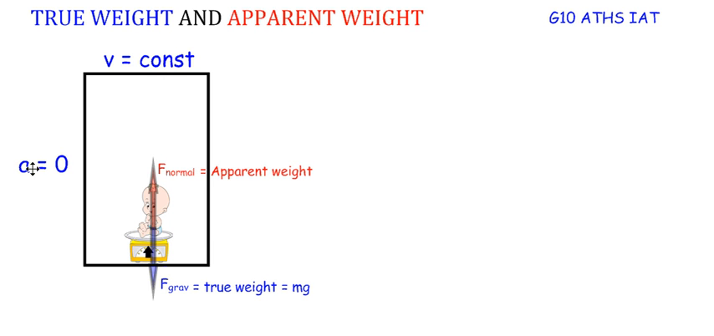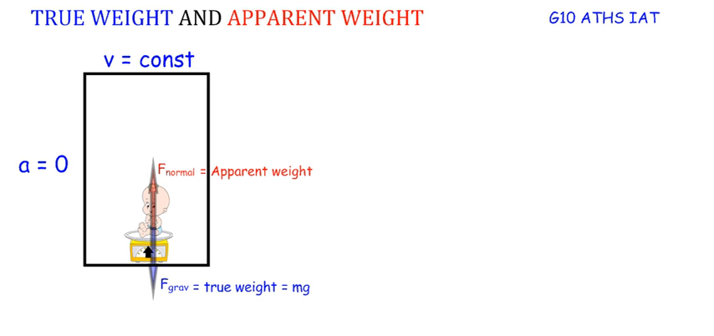It'll have zero acceleration. When the elevator has zero acceleration, it means that the two forces acting on the baby must also be balanced. Therefore, the normal force, or apparent weight, must be equal to the gravitational force, or true weight. So in this case, my apparent weight will equal my true weight.